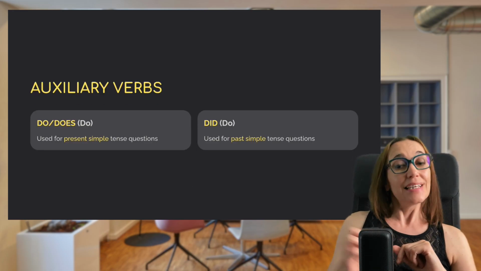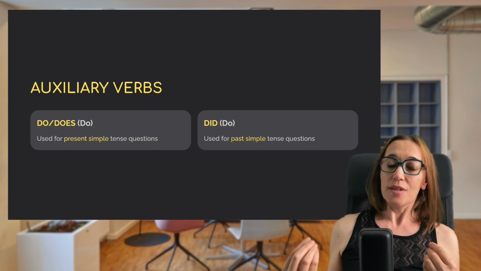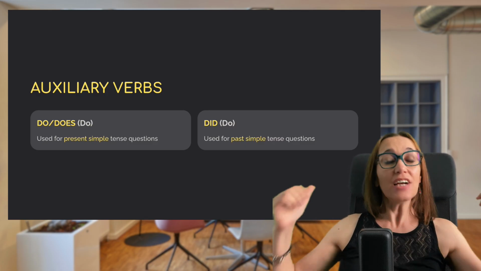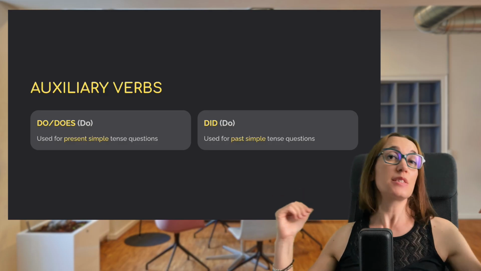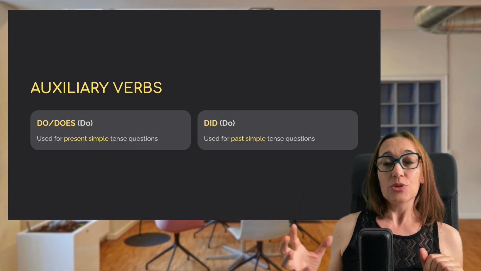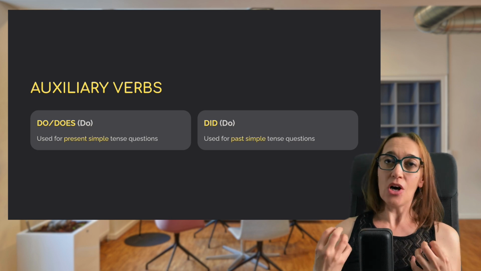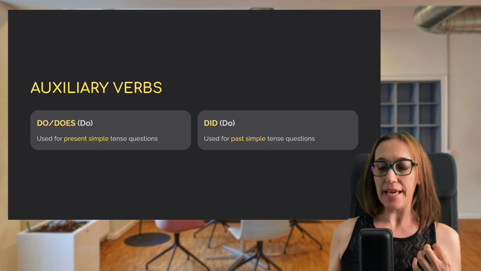Let's move on. Here we've got the past simple of the verb to do, that is did, and this one is used to ask questions about actions that happened at a specific time in the past. For example, where did you study English? Or how did you go to work yesterday?